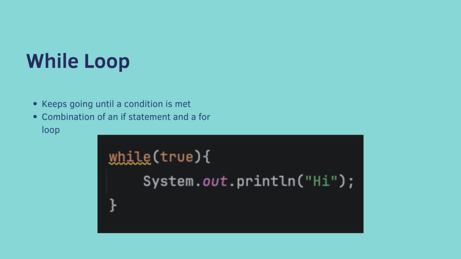Next up, we have a while loop. A while loop keeps going until some condition is met. I like to think of it as a combination of an if statement and a for loop. So you can see while true, and then it prints something out. So true, that's where you put your condition, and the condition works the exact same way as an if statement, something that results in a Boolean. This block of code specifically is bad because true is always equal to true, so this will just keep printing out infinitely. This is actually an infinite loop.